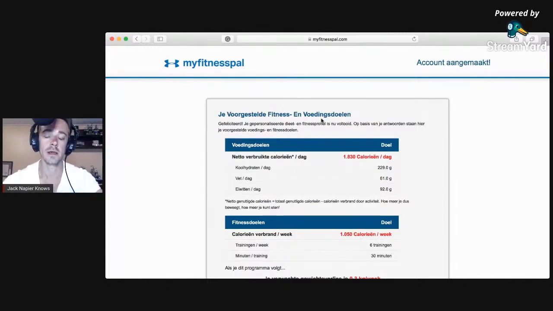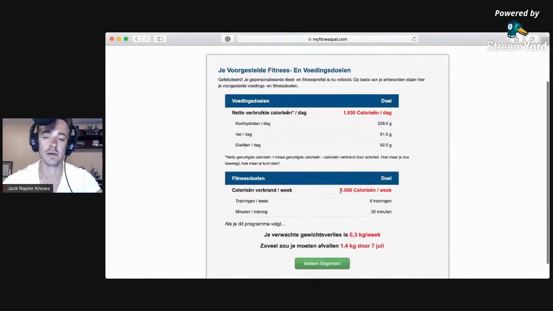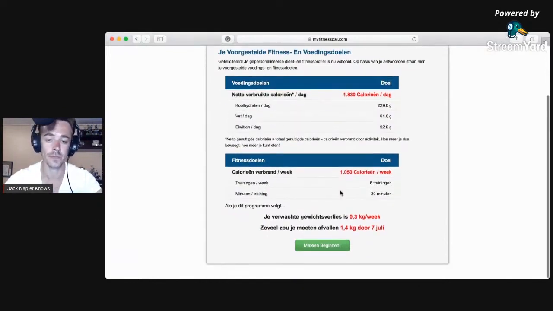My nutrition goals would be 1,830 calories a day. Sure. Fitness goals burn about 1,050. But as you can see, they have calculated in what I already filled in. So the 6 trainings are 30 minutes per training. Your expected loss of weight, 0.3 kilograms a week. This is how much you should lose, 1.4 kilograms by July 7th.